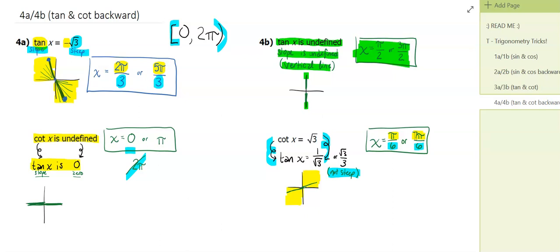So that is it for this. Again, hopefully that new trick, that different way of thinking about it, has helped you maybe do these a little bit quicker.